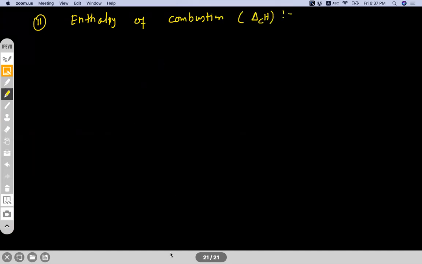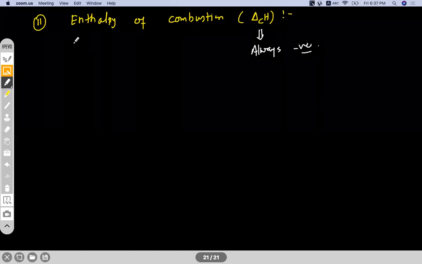One more thing you can write down: enthalpy of formation could be negative as well as positive. It can be anything. Enthalpy of formation could be negative or positive. But enthalpy of combustion is always negative. This is always negative. Okay, statement, write down.